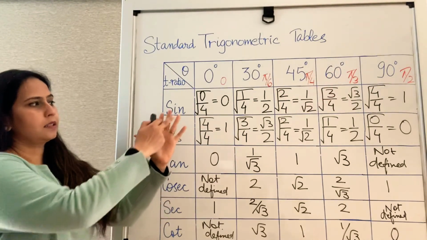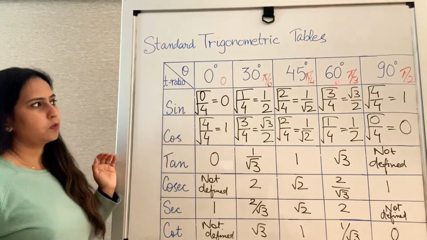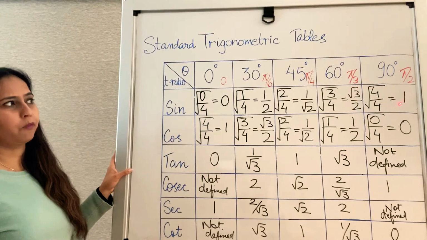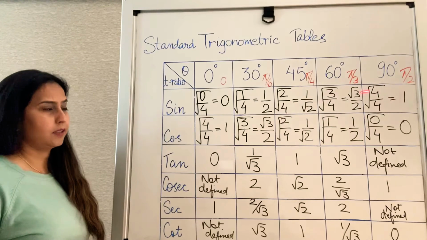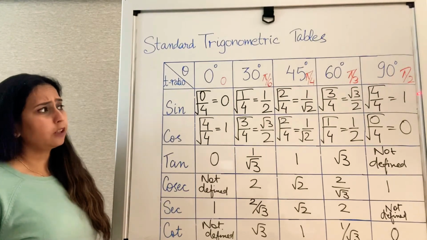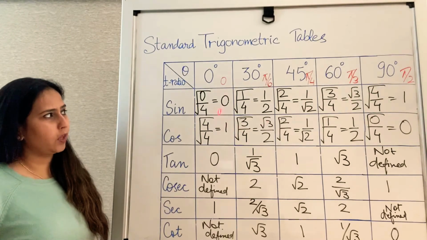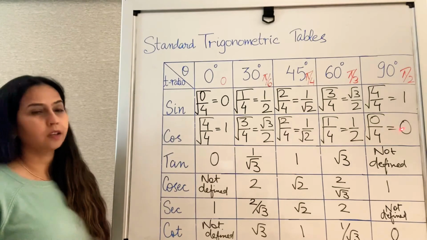Then 60. 60 degrees is this finger. So how many do we have on this left side? 3. So this will be 3 divided by 4 and the square root is root 3 over 2. And similarly, you can get for sine 90 degrees. So once you have the sine table, all these values, cos goes in reverse to this. So whatever 0 to 1 values you've got here, goes 1 to 0 here.